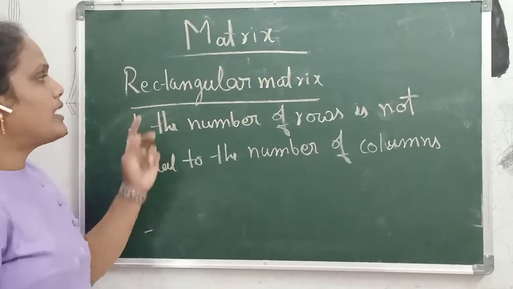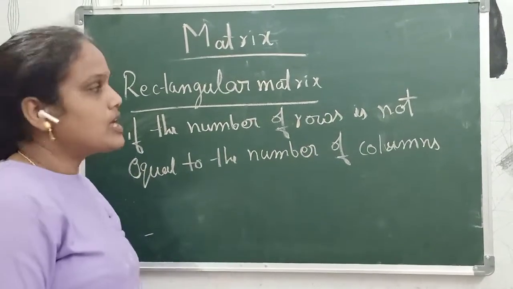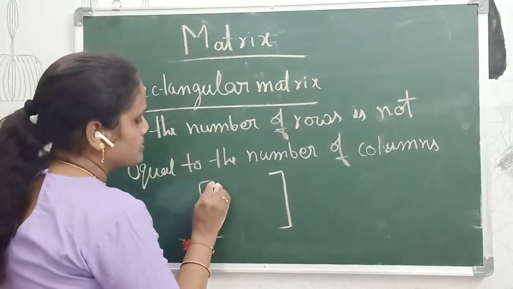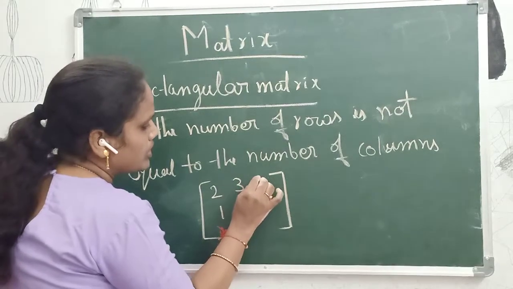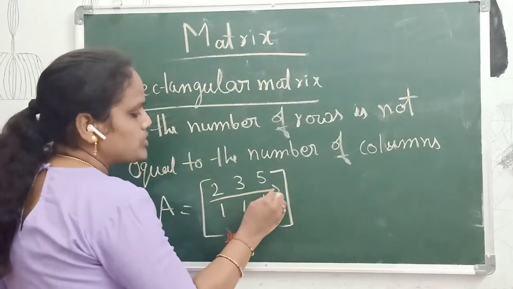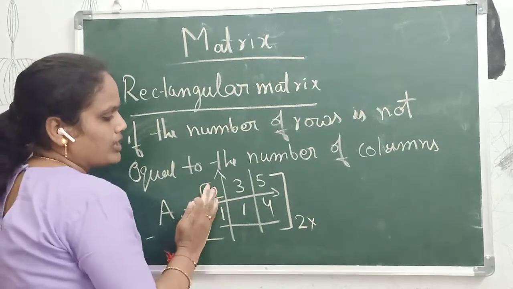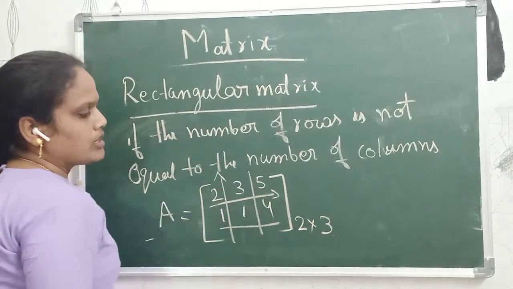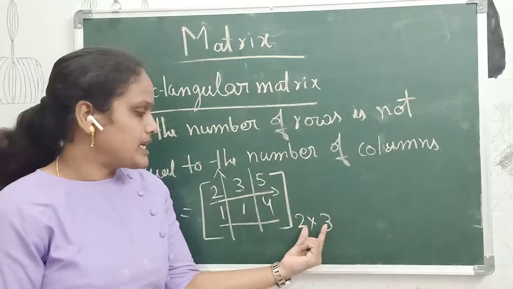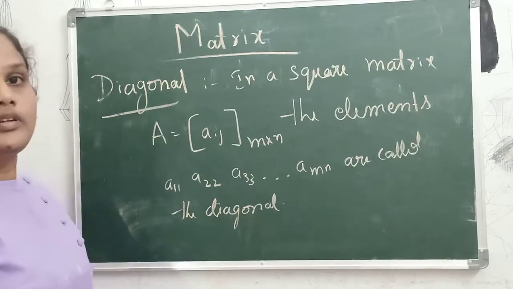Next is the rectangular matrix. If the number of rows is not equal to the number of columns, this type of matrix is called a rectangular matrix. For example, 2, 3, 1, 2, 5, 4, any matrix like this. Here how many rows are there? 2 rows. 2 rows by how many columns? 1, 2, 3. So 2 by 3. The number of rows is not equal to the number of columns. Here 2 and 3 are not equal. So this type of matrix is called a rectangular matrix.